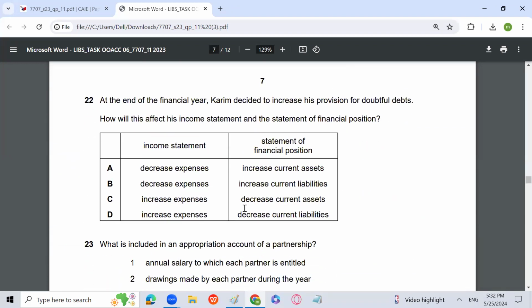At the end of the financial year, Kareem decided to increase his provision for doubtful debts. How will this affect the income statement and the statement of financial position? Yes. Please give the answer to me.